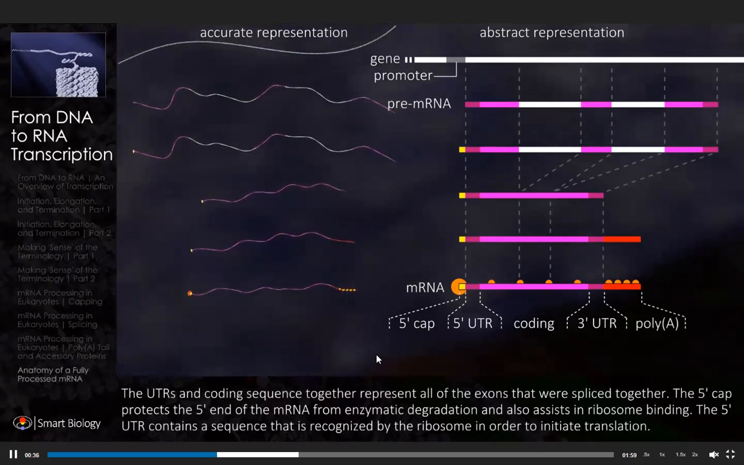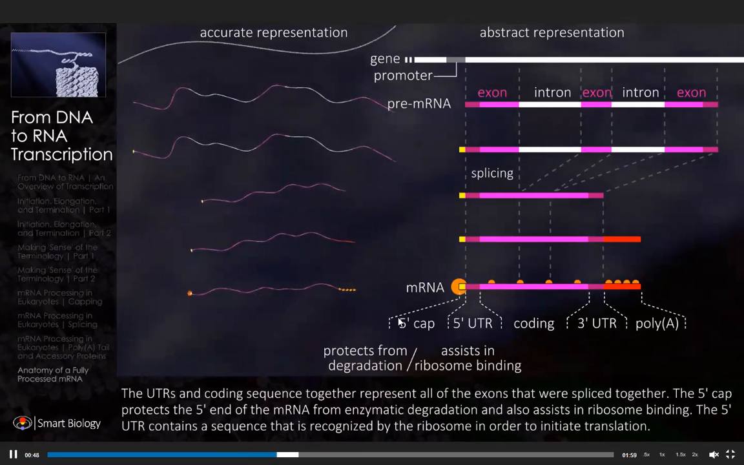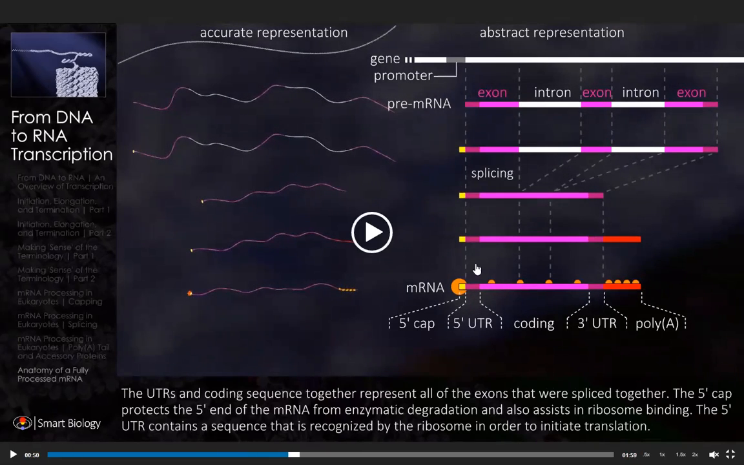So the UTRs and the coding sequence represent all the exons that were spliced together. The 5' cap protects the 5' end of the mRNA from enzymatic degradation. That's also something very important.